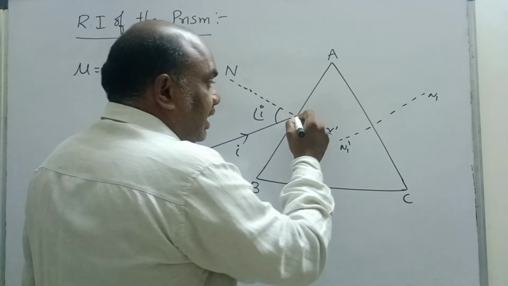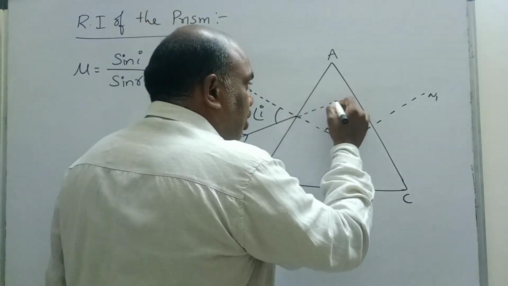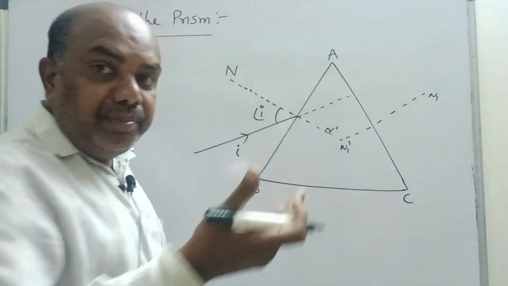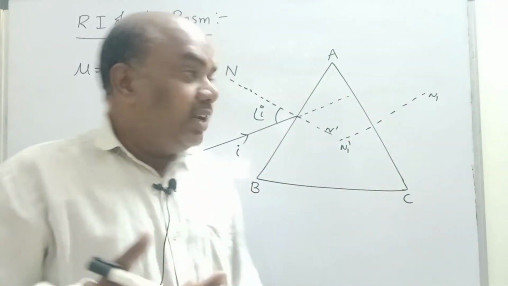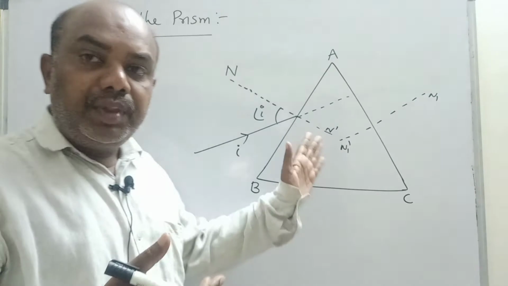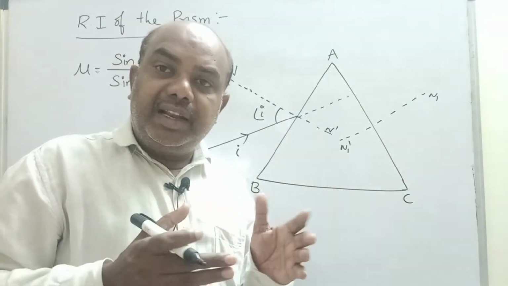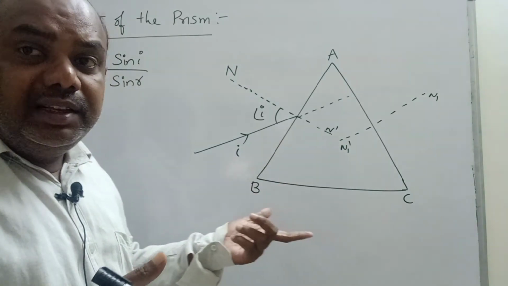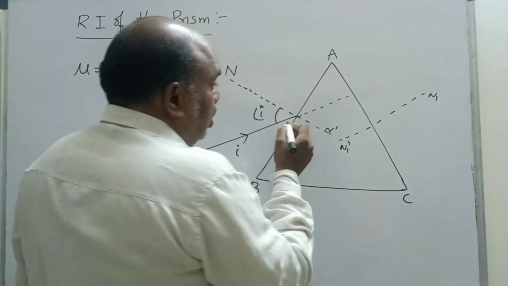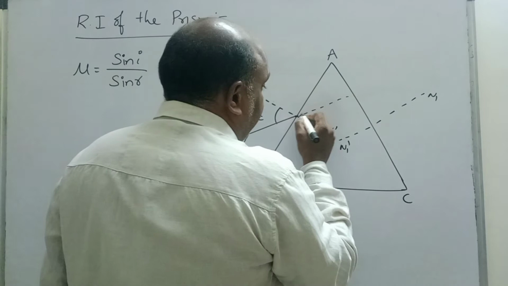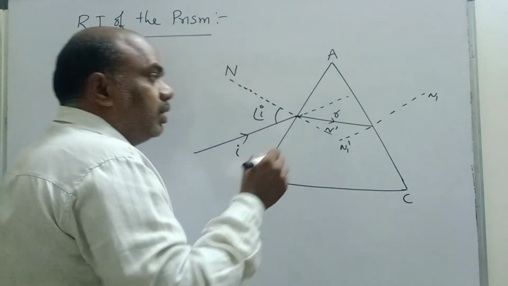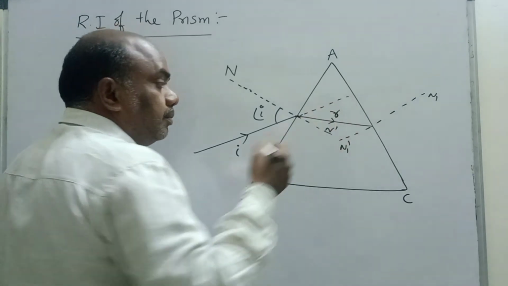Once the light ray enters the prism, actually it should go straight like this, but because of the prism's refractive property it does not. This is air, this is the prism. The prism is made up of a different material. Molecules are closely packed, so the speed of light automatically decreases. So the light ray will not go in a straight path, it bends like this. This is called the refracted ray.